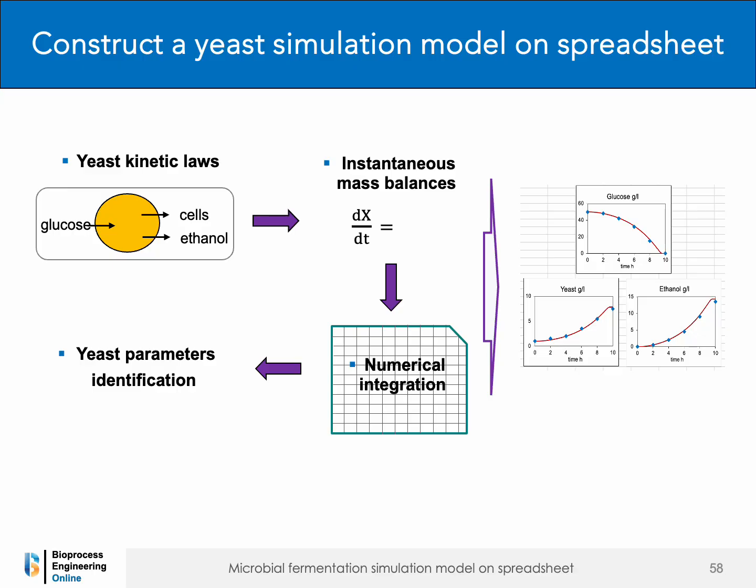In this tutorial, you learned how to use a spreadsheet to construct a simulation model of the aerobic baker's yeast growth on sugar. Step by step, you select the kinetic laws of yeast growth and metabolism. Using instantaneous mass balances, you establish the differential equations describing the time variations of the sugar, yeast, and ethanol concentrations. You numerically integrate the simulation model equations. And finally, you identify the kinetic parameters of the yeast strain.